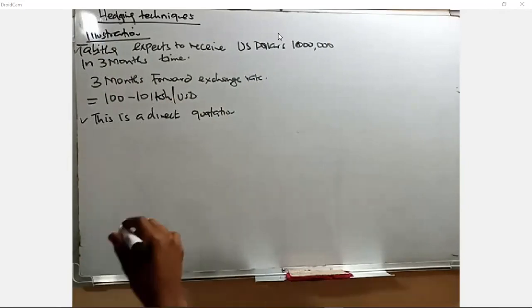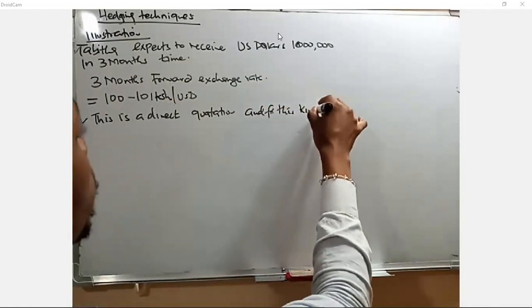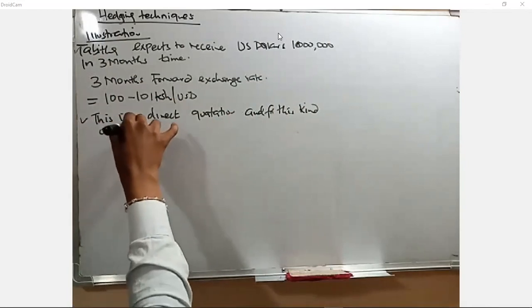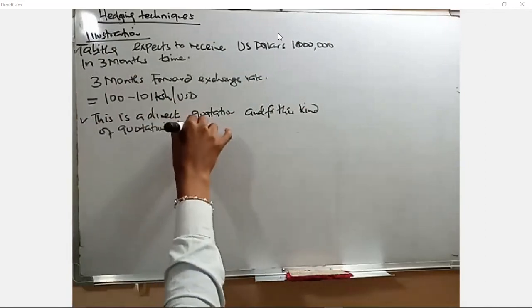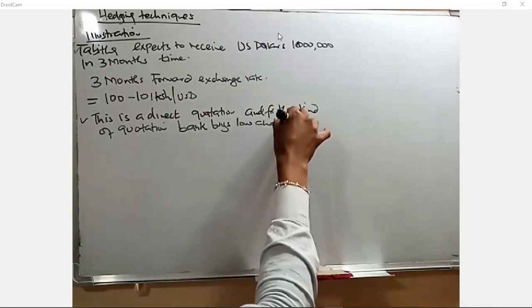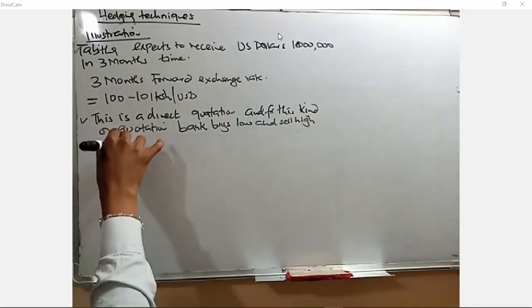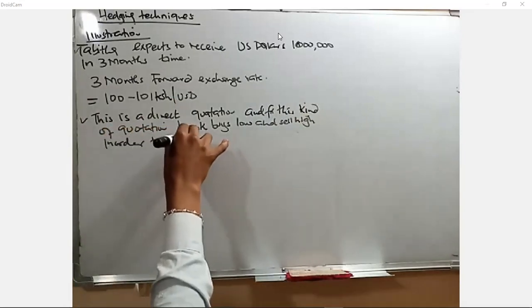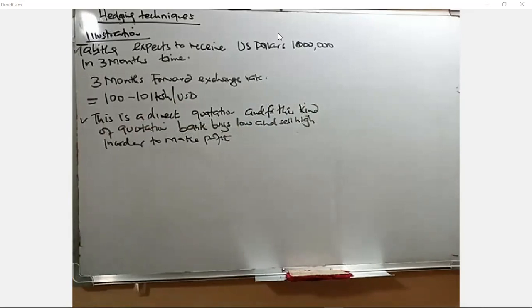And for this kind of quotation, the bank buys low and sells high in order to make a profit. I know Tabitha is able to ask herself, why are we saying it is a direct quotation, and how is the bank going to be buying low, and what are they going to be buying?